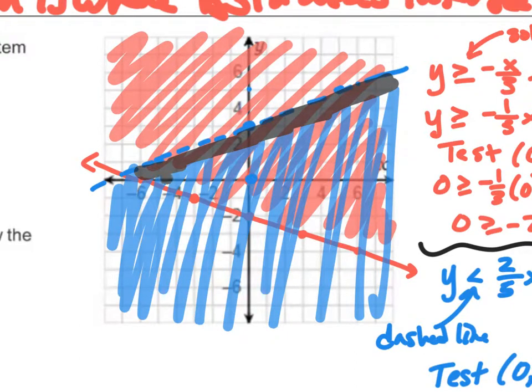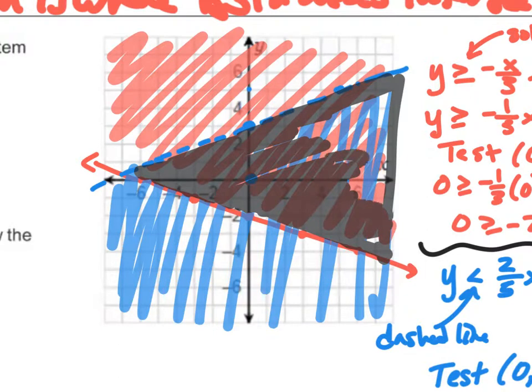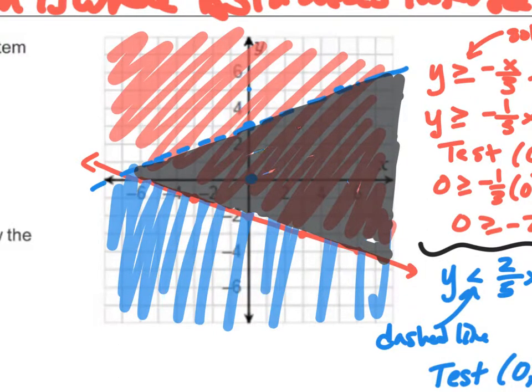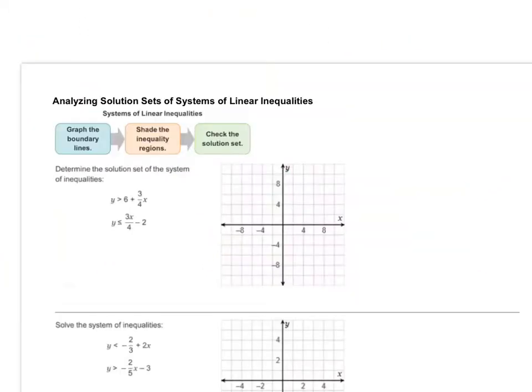So it's above this line, but below this line. And it's only within this little triangle of fun that we have all that put together. All right, so that's what we're looking for, the area in which our shaded regions are combined. Okay, so that's the idea.